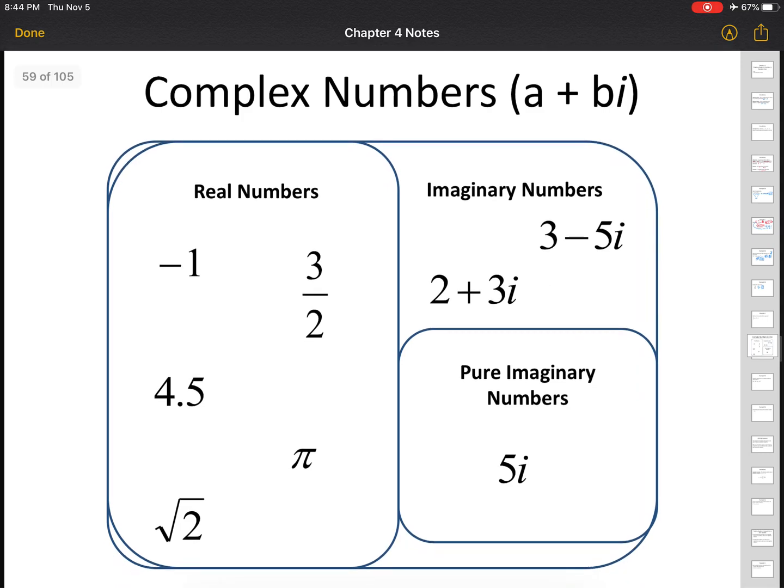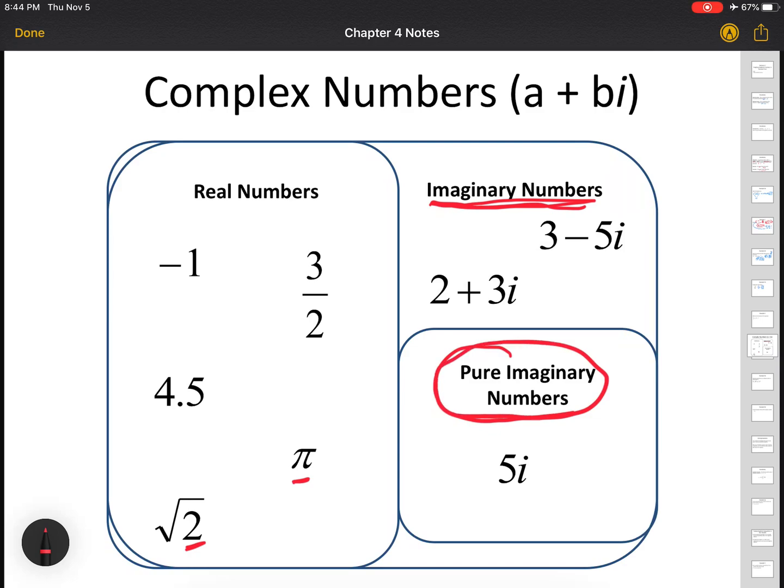To help you visualize the system here in our set theory of numbers, we have all real numbers, which includes the negatives, the positives, fractions, decimals, rational and also irrational numbers. Okay? But another subset of the number system is what we call the imaginary numbers, and they include the complex numbers that we just talked about. And a subset within the imaginaries is what we call the pure imaginary numbers, which just have that imaginary unit tacked on and not having that real part a in the beginning.